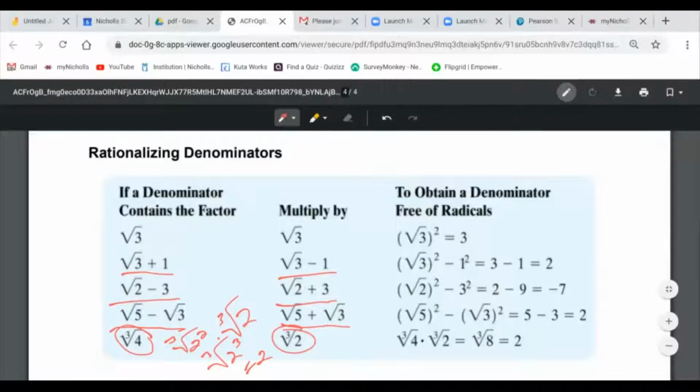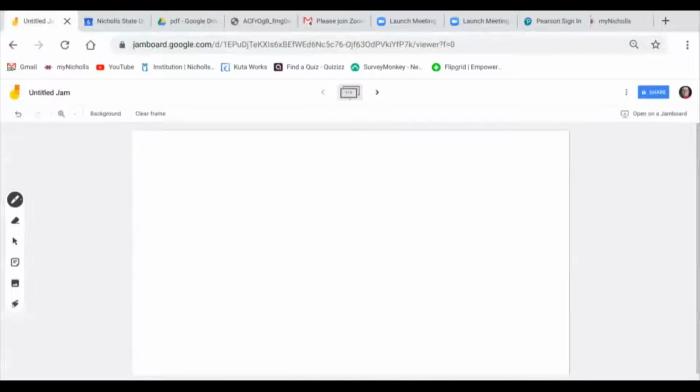Basically, we're looking at the denominator. We're determining what do we need to multiply by to get rid of that radical, and then we're going to multiply by that and get rid of the radical, okay? So first off is, why are we able to do that? And that's kind of a big question.